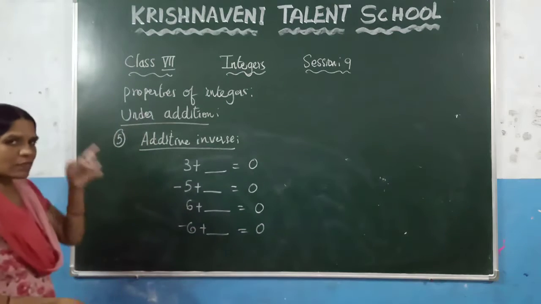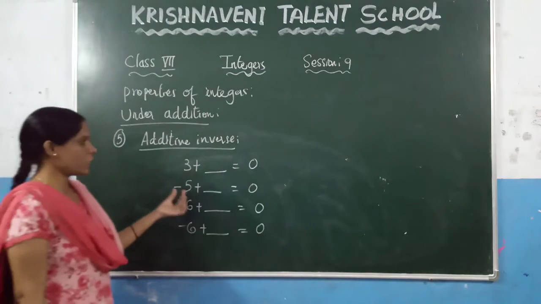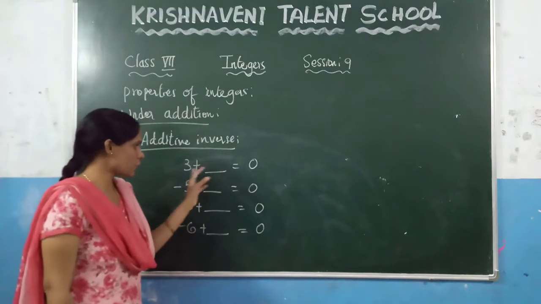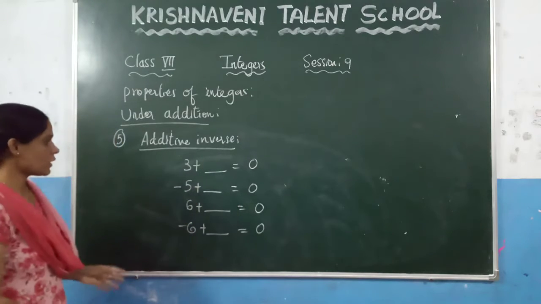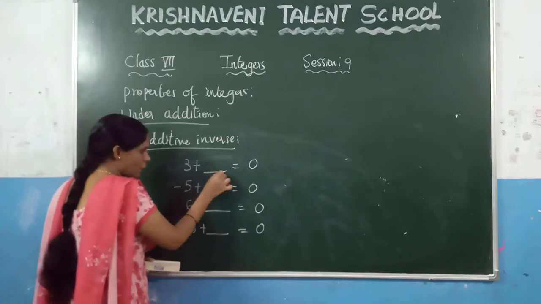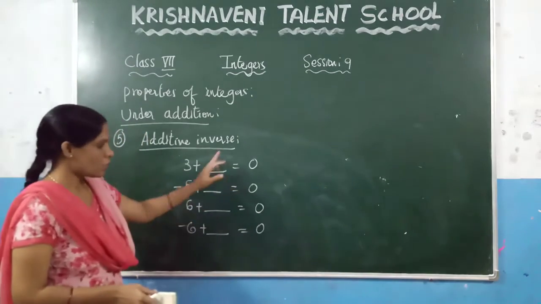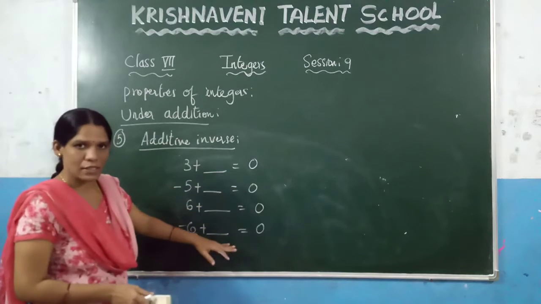Here we have written the reverse, the additive identity. What have we written? We need to add some number such that we get the same number. Here, what do we have to write? Take one integer. We need to add some integer such that you get the result as 0. You always have to get the result as 0.